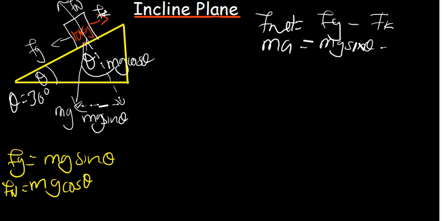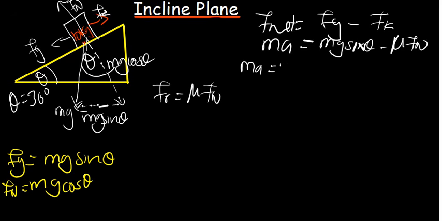If you have not checked the video on how to calculate the friction force, you can just check it out. We know that the friction force is given by mu times what? The normal force. So here it is supposed to be mu times the normal force. But what is the normal force? It's going to be mg.